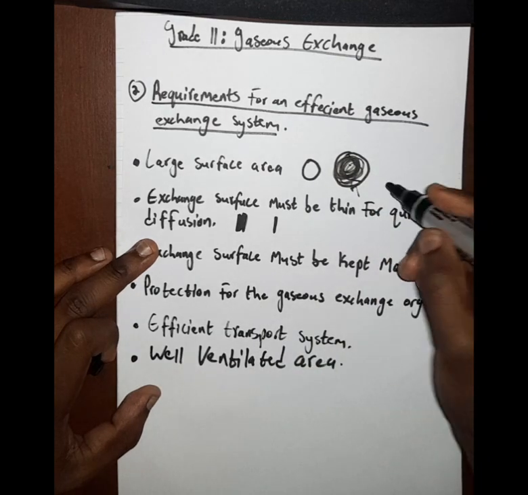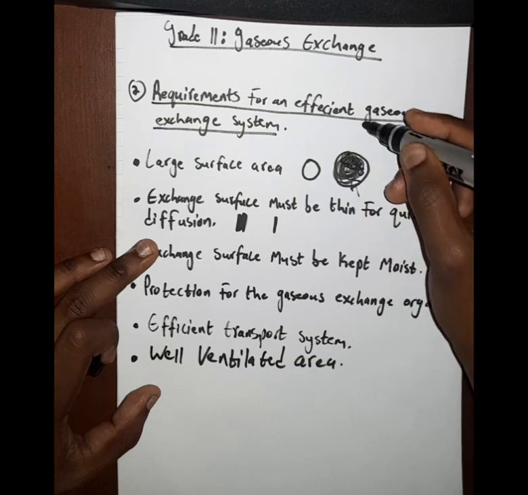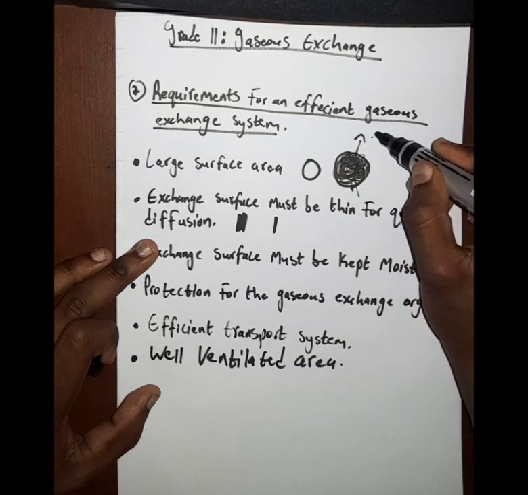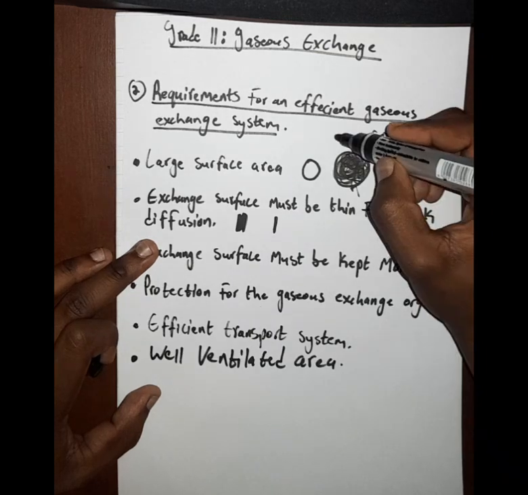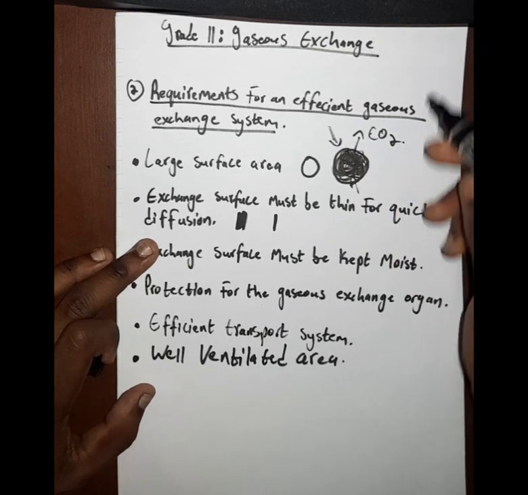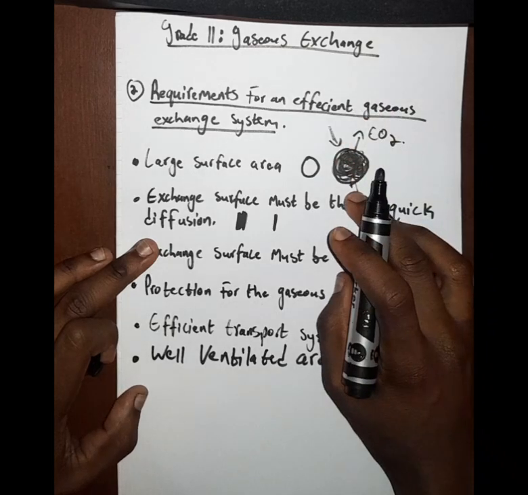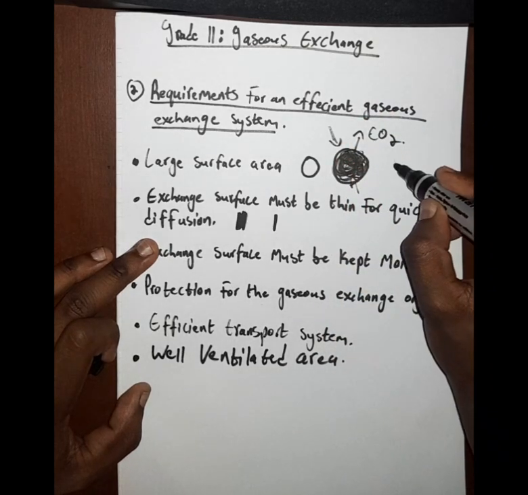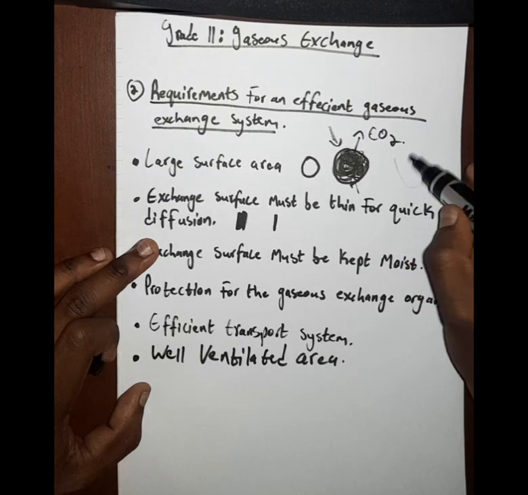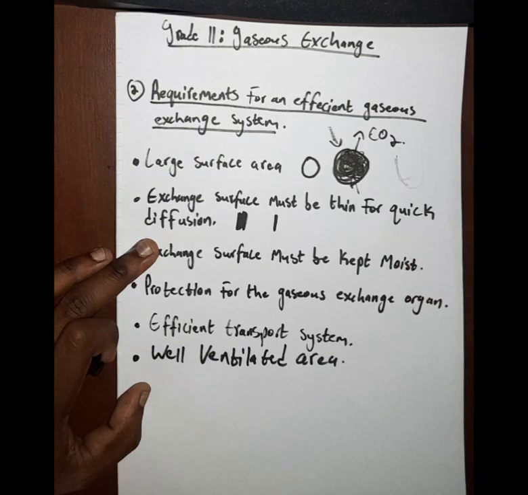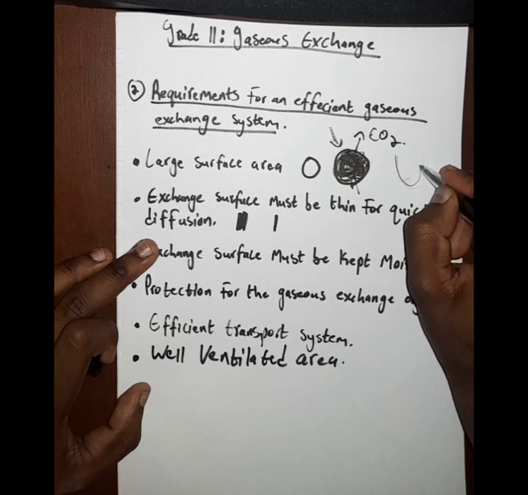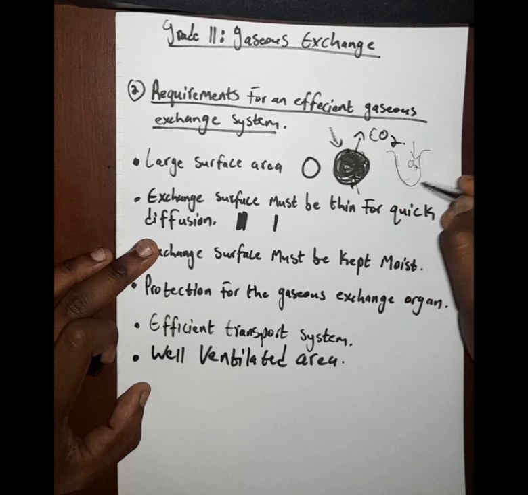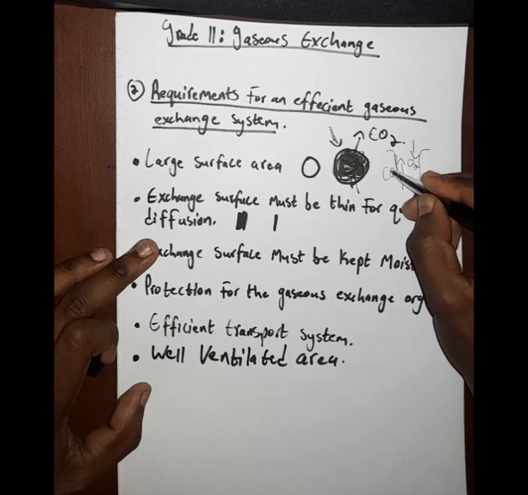It is closed. Therefore there's no opening for the carbon dioxide to leave, and there's also no opening for the oxygen that we breathe in to come inside. Therefore we need a well ventilated area. That means the structure must have an opening to allow the oxygen to come in, and also to allow the carbon dioxide to leave.